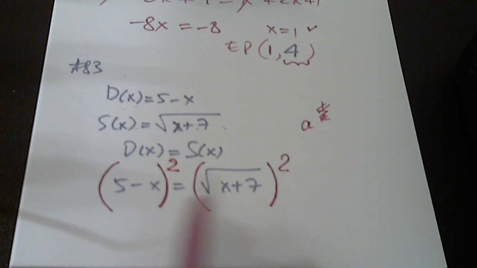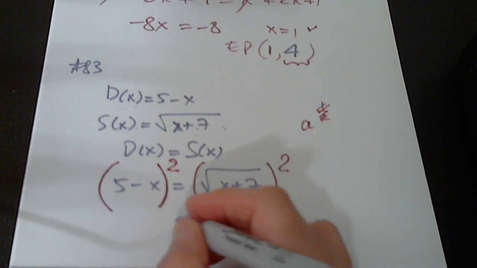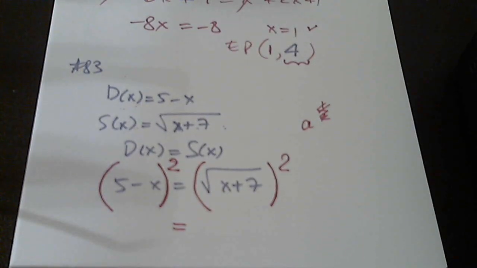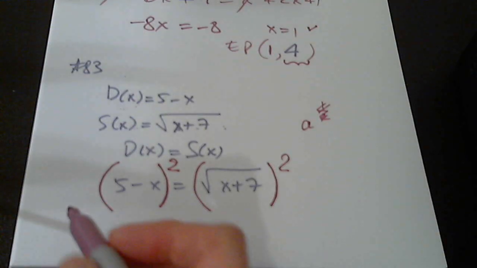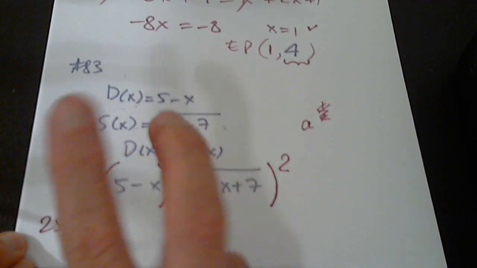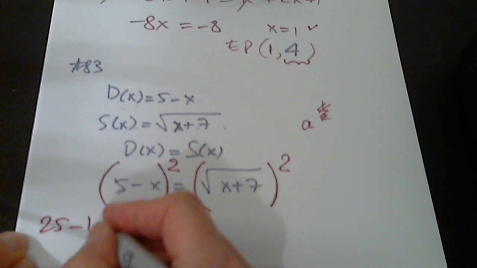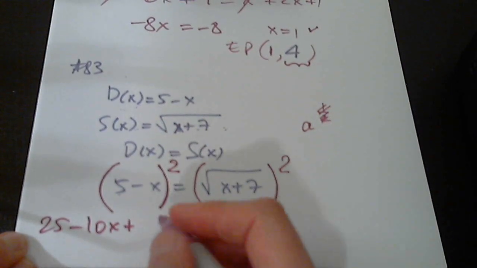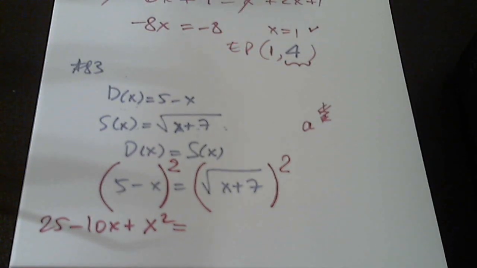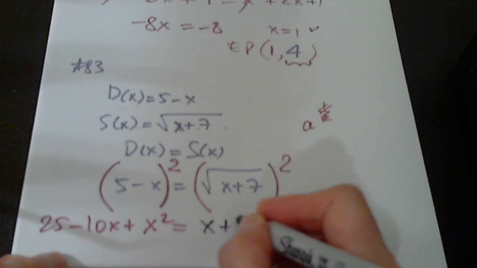Can anyone square left or right? We need both. Can anyone square the left? I can. Please. Would it be 25 minus 10x plus x squared? Excellent. Can anyone square the right-hand side? It would just be x plus 7. Of course. Very good. Okay, moving on.